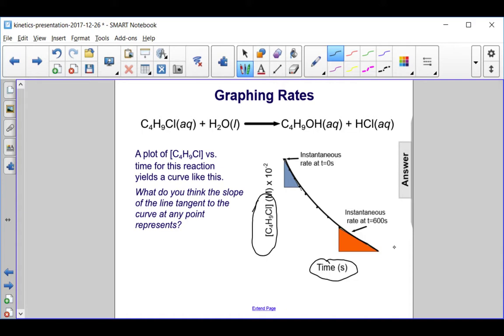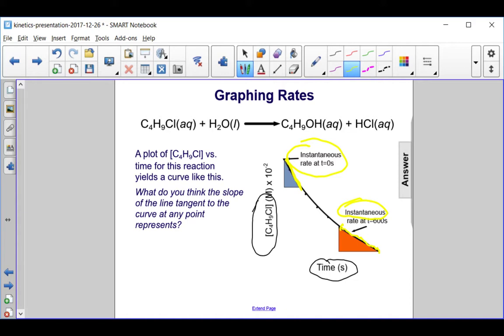So it says here, what do you think the slope of the line tangent to the curve at any point represents? Well, we have the answer right here. You can see, maybe with a yellow pen, this tangent line that's drawn right here, tangent to the curve, and we're told that that's the instantaneous rate at time equals 0 seconds. And later at 600 seconds, there's a little line drawn here you can see, and that is the instantaneous rate at time equals 600 seconds.